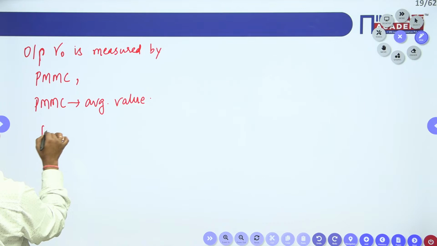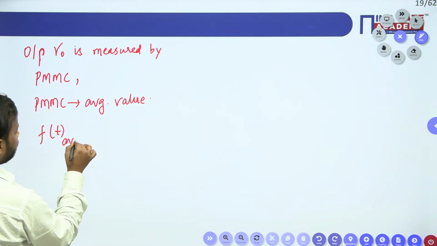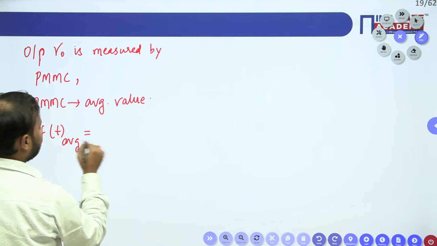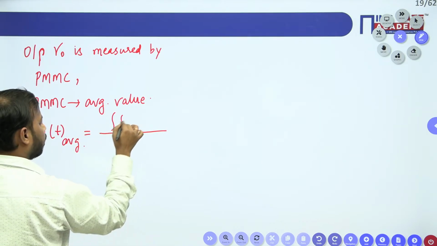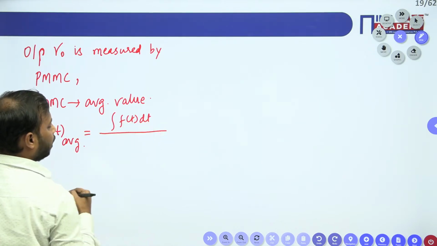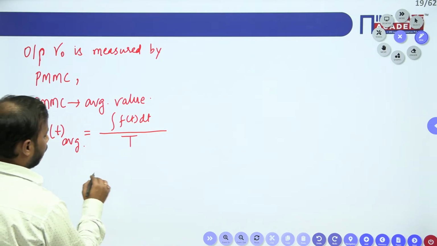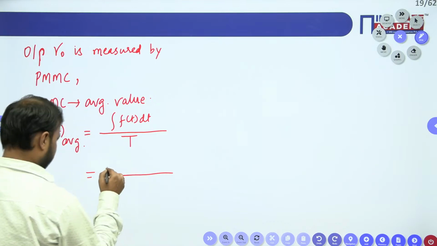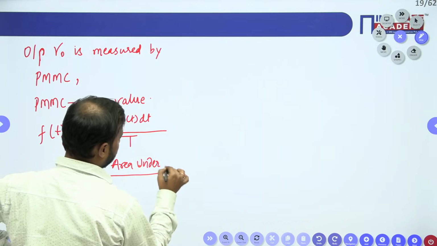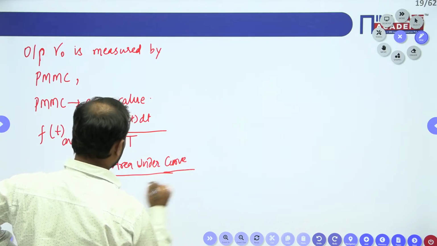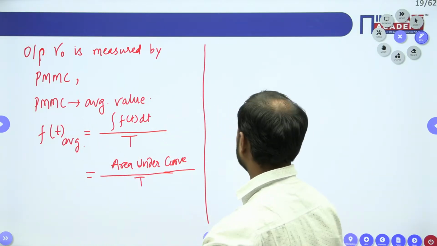See here, if you have a function f of t, and if you want to find the average of this function, then what you need to do? You need to integrate this function over the time t, whole divided by the time period. Or in another way, you can find the area under the curve, whole divided by the time period. Integration means area under the curve, na?